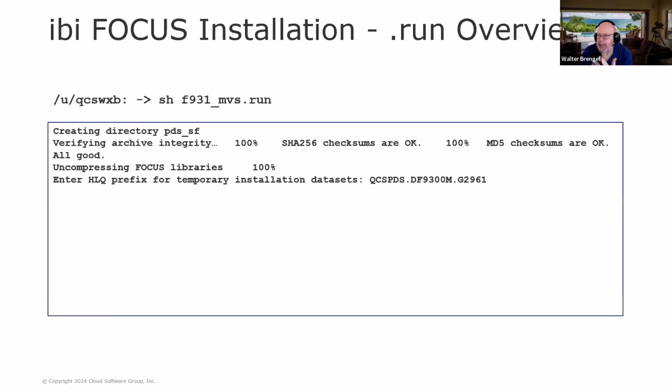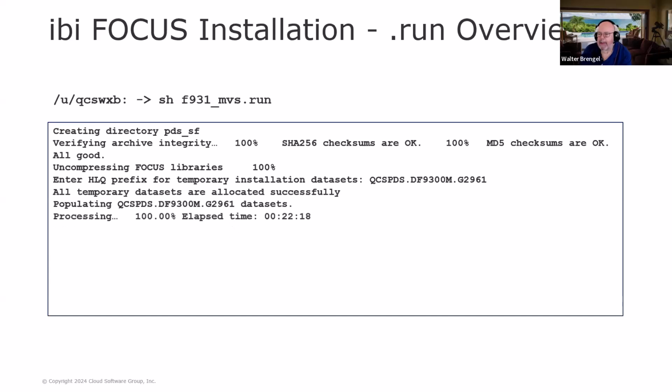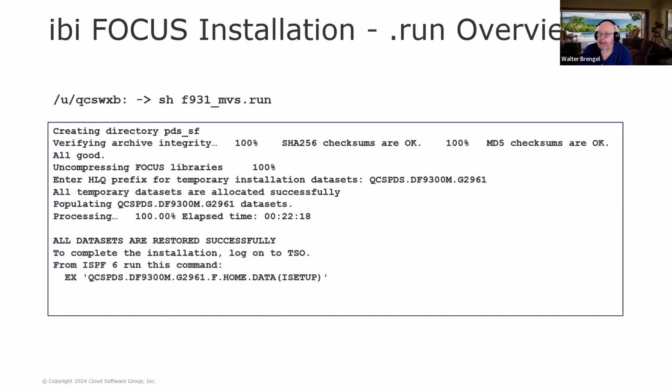So here I'm using qcsPDS.df9300m.g2961, which is the generation version of this current 9.3 version. It'll create the temporary data sets, and then it'll populate the high-level qualifier data sets, which are the final data sets. You'll get a countdown again of the percentage. It took 22 minutes. And then you get a message, all data sets are successfully restored. To complete installation, run iSetup.